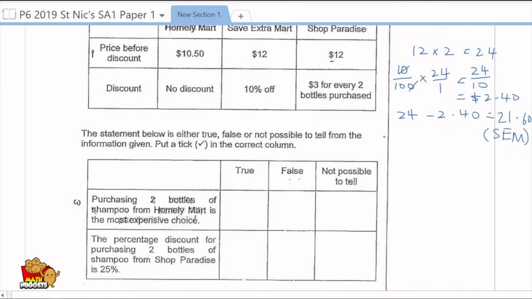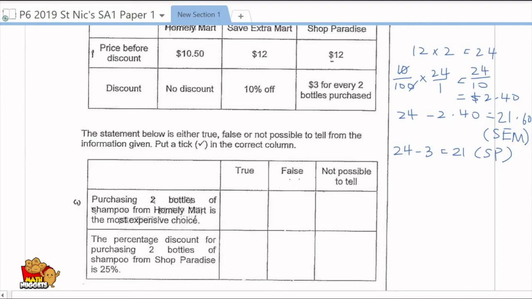How about for Shop Paradise? $3 discount for every $2 purchase, which means for 24, they will give us a $3 discount, and now we pay $21. This is for Shop Paradise.